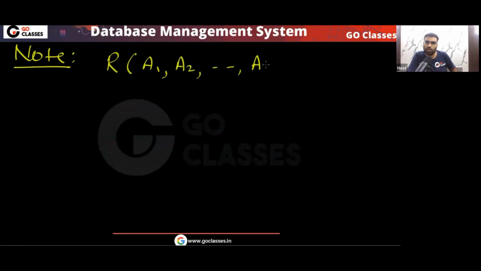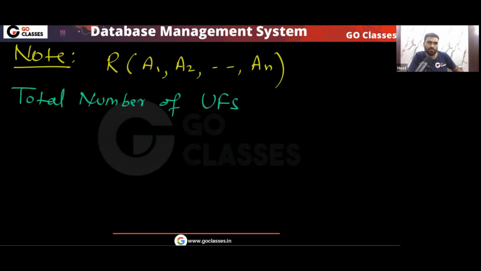So finally remember, this is the note. If you have n attributes, A1, A2, and so on, An, then how many useful FDs can I create? The total number of useful FDs will be equal to 3 power n minus 2 power n plus 1 plus 1. This is the value.